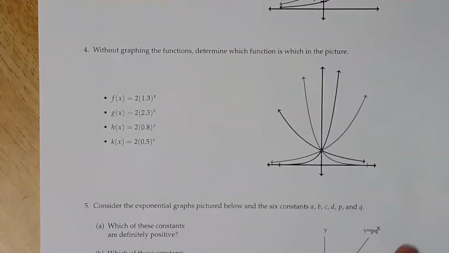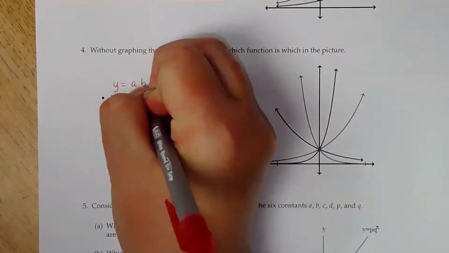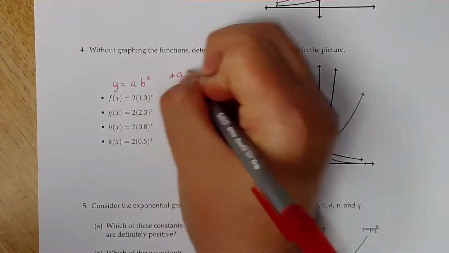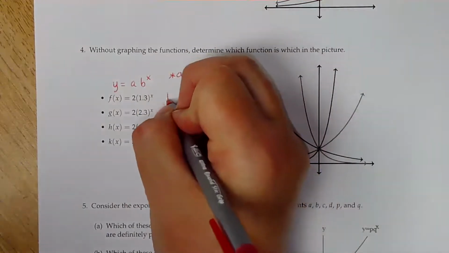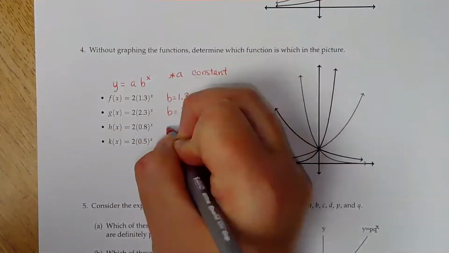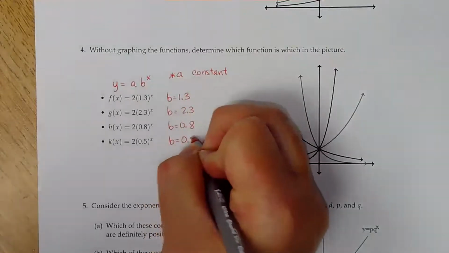And then number 4, here I have y equals ab to the x, and my a is all 2. So my a is constant here, and it's my b that's changing. So b is 1.3, b is 2.3, b is 0.8, and b is 0.5.